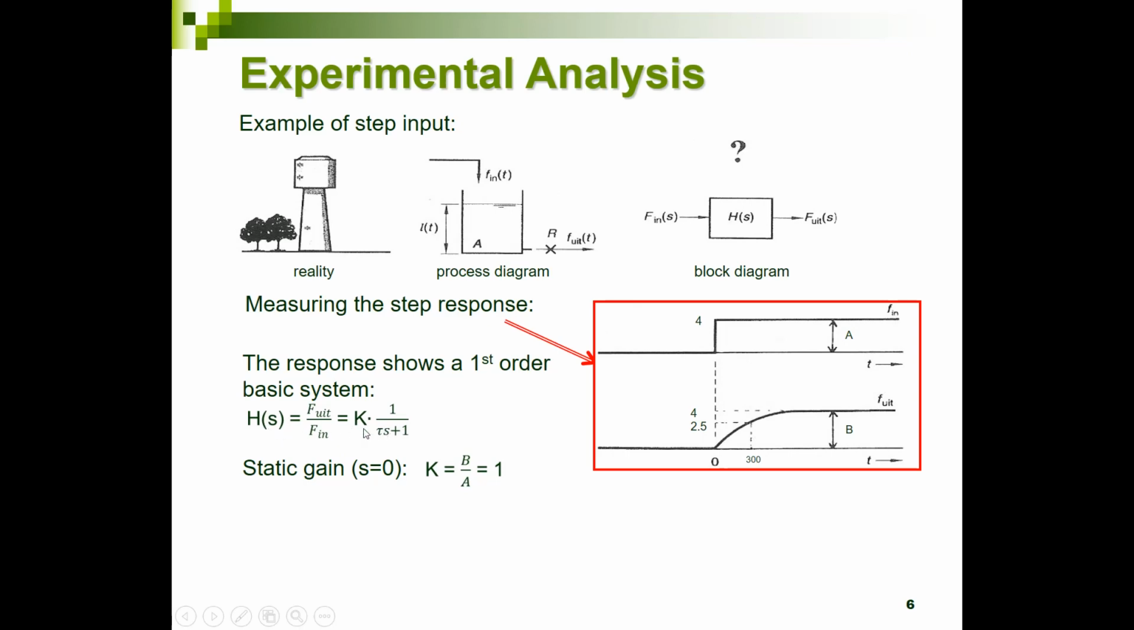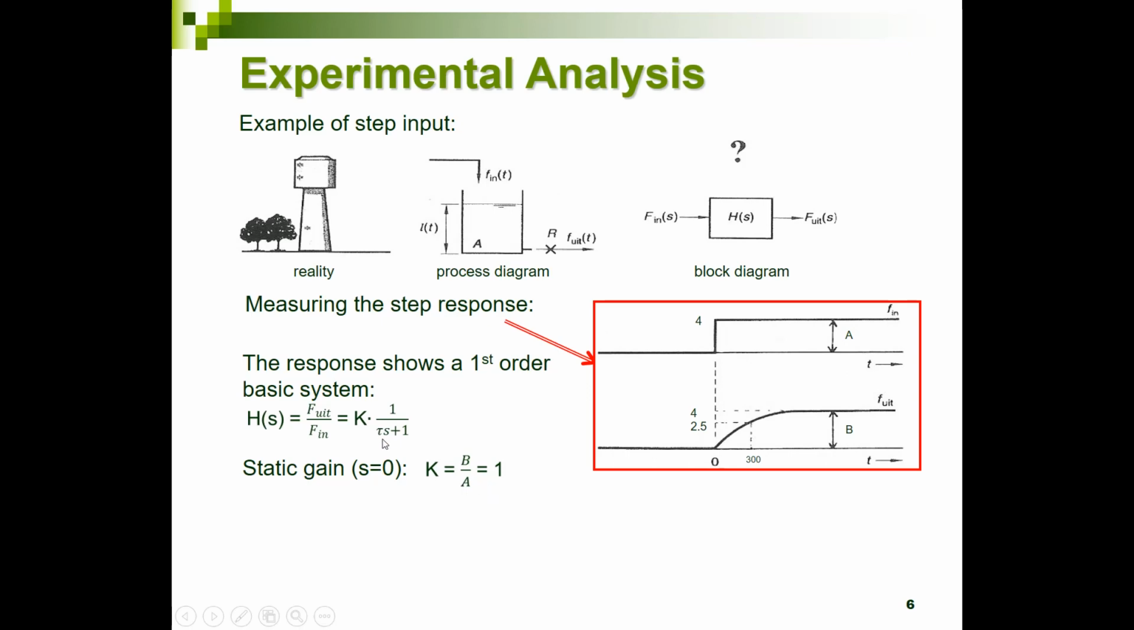So h is equal to k times 1 over 1. So my transfer function is only k. So in a static situation, I look to the input and to the output. I see the output is 4 at an input of 4. So my static gain is 4 over 4, which yields 1. So my static gain k is equal to 1.